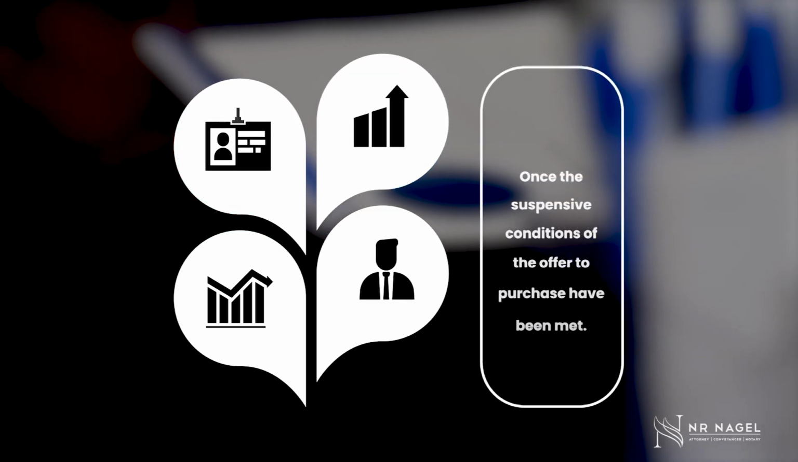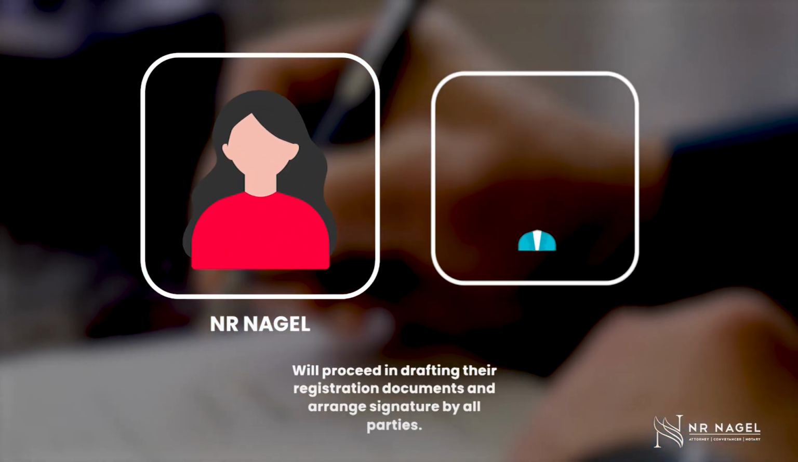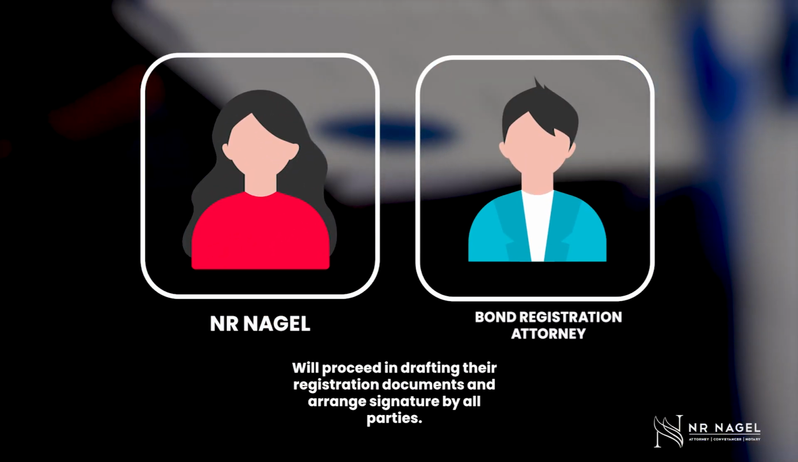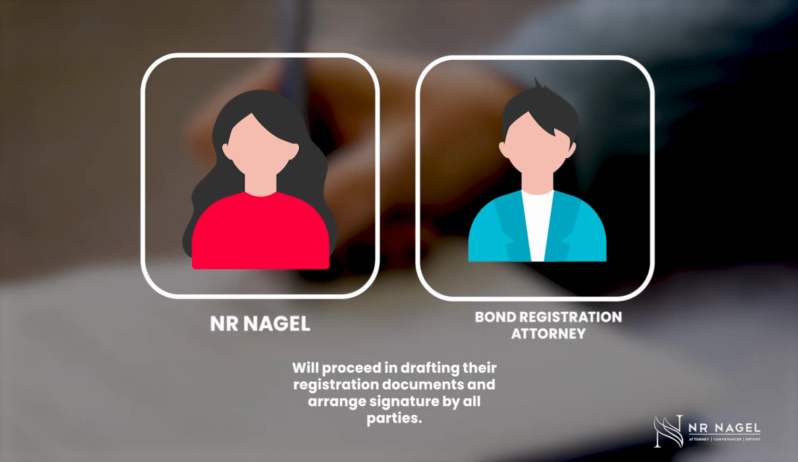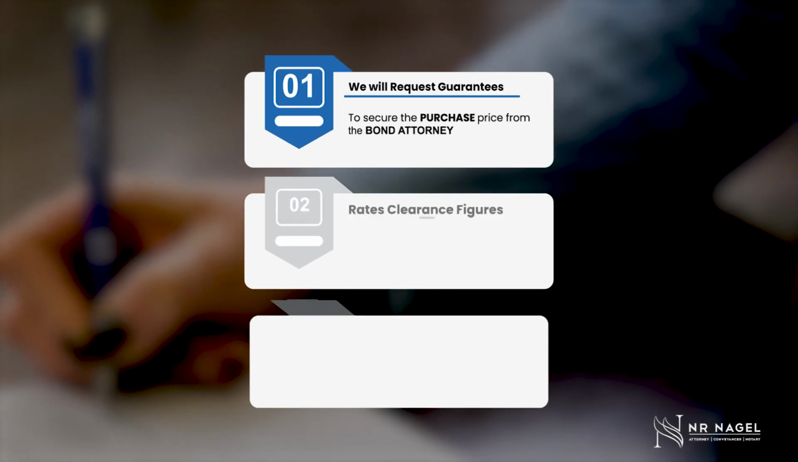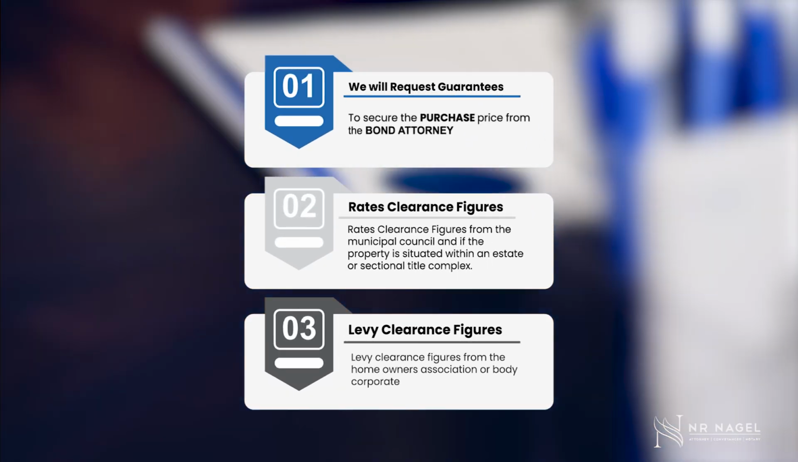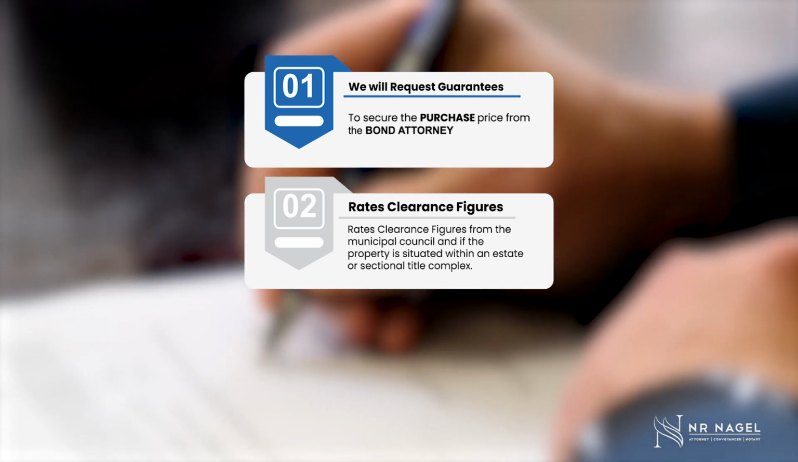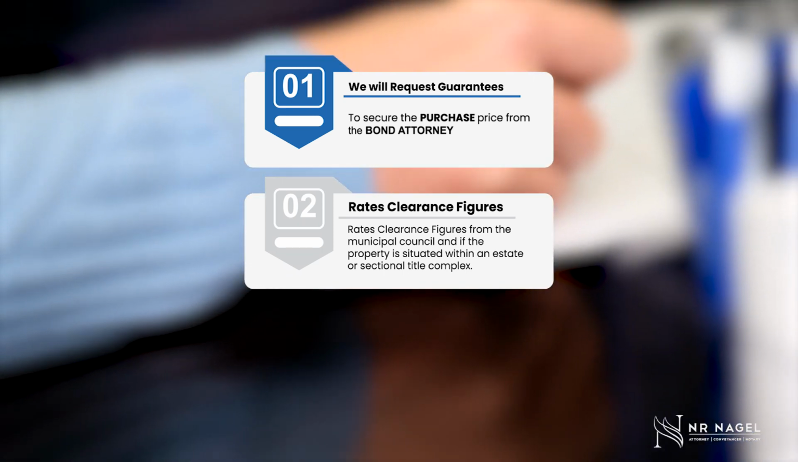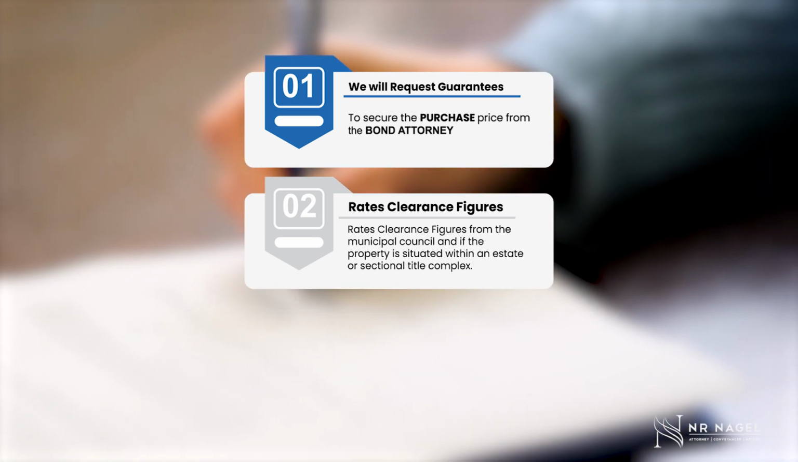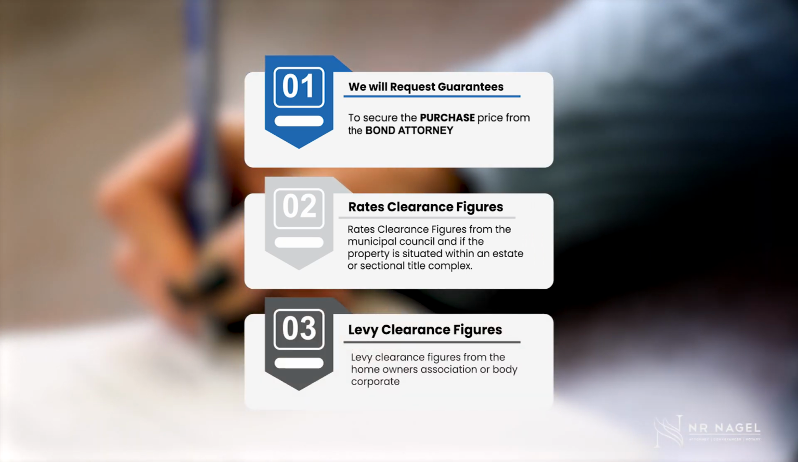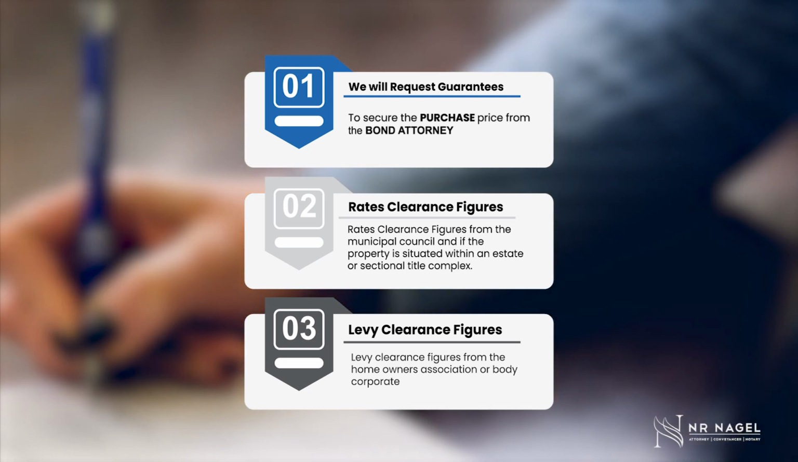Step 3, drafting and signing of documents. Once the suspensive conditions of the offer to purchase have been met, both our office and the bond registration attorneys will proceed in drafting their registration documents and arrange signature thereof by all parties. During this stage, we will request guarantees to secure the purchase price from the bond attorneys, rates clearance figures from the municipal council, and if the property is situated within an estate or sectional title complex, levy clearance figures from the homeowners association or body corporate.